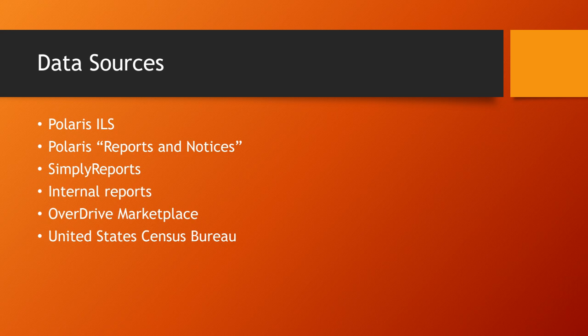So these are some of our data sources. Like I said before, we use Polaris ILS, so some of the information is gathered through direct bibliographic and item level searches. We use Polaris reports and notices. We also use Polaris Simply Reports. This allows us to run item list reports and filter results by assigned branch, collection, material type, statistical code, and circulation status. Internal reports include monthly report statistics from the technical services manager, from collection services staff, as well as some of the data that the director includes in his annual report to the state.